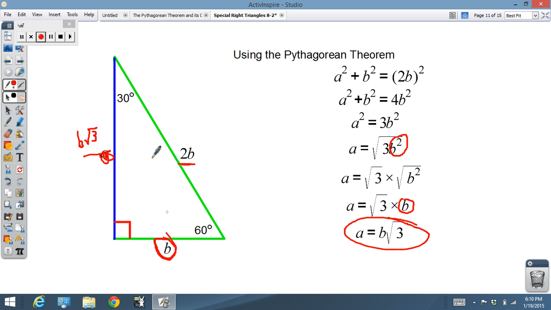So the shortest side, which is opposite the 30-degree angle, whatever that is, you multiply it by 2, you get the hypotenuse. You multiply it by the square root of 3, you have the long leg.